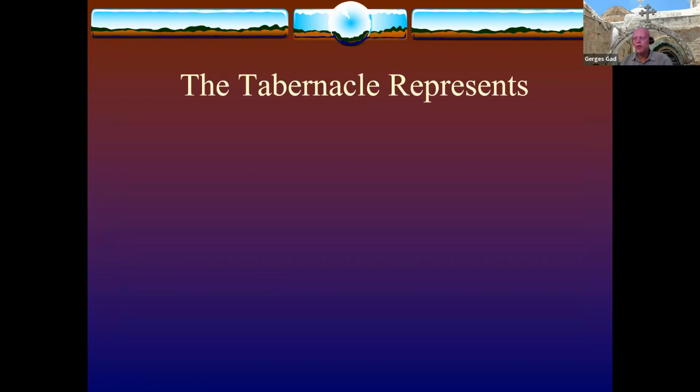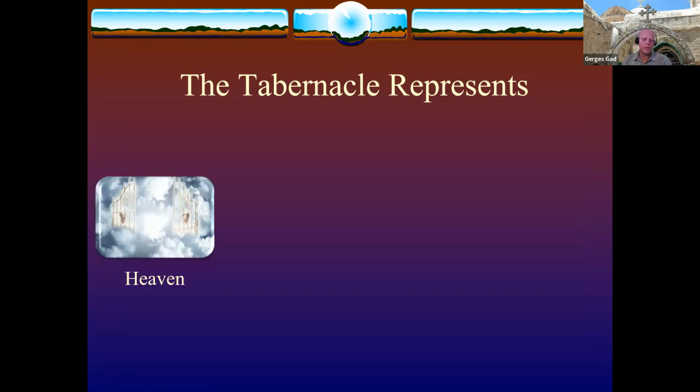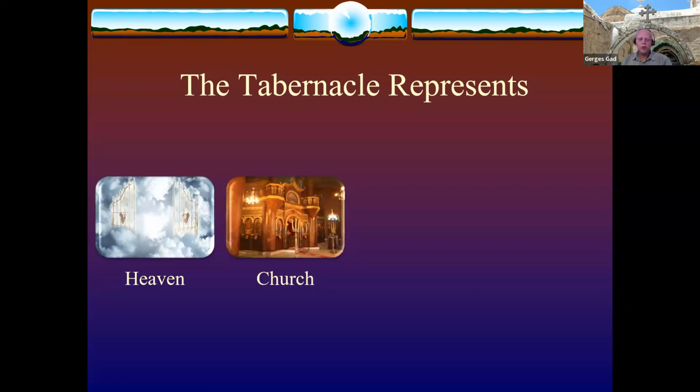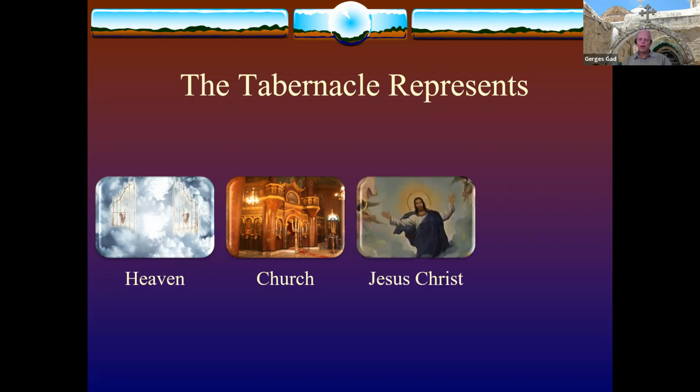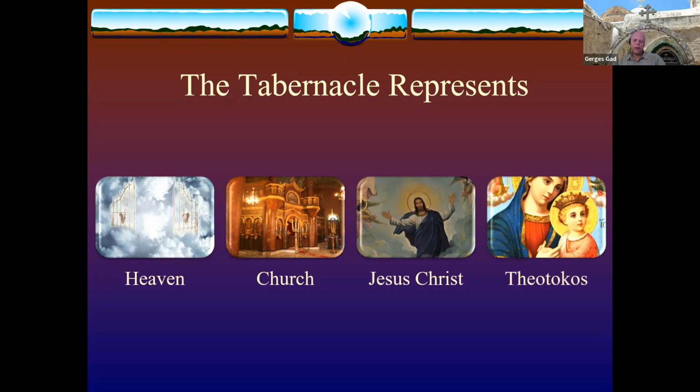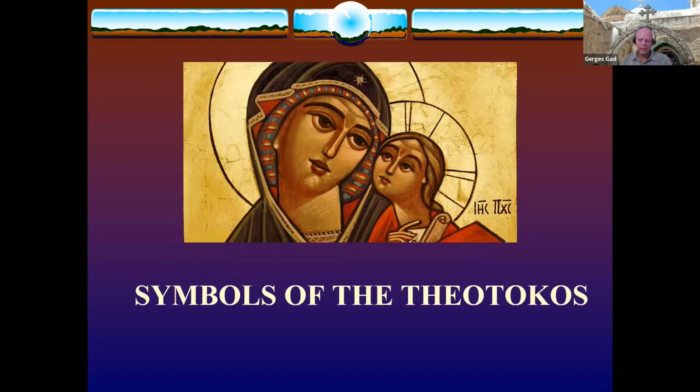Now, what does the tabernacle represent? We already mentioned these things. It represents heaven, right? The tabernacle is a copy of heaven. We talked about that already. We also said that the tabernacle represents the church, right? The people used to go there to pray, to ask for God's help, to worship God, just like we do in the church today. And I already gave you a hint that the tabernacle also represents the Lord Jesus Christ. And also the tabernacle represents the mother of God, the Theotokos. And that's what we are going to focus on for the next 15 minutes or so. Another time, we can talk about the symbolism of the tabernacle for the Lord Jesus Christ. That will be a very interesting topic as well.